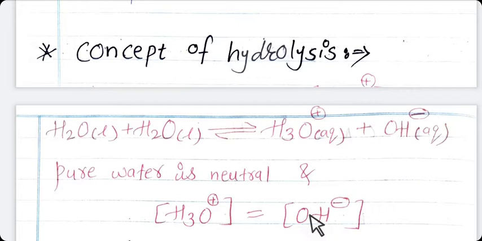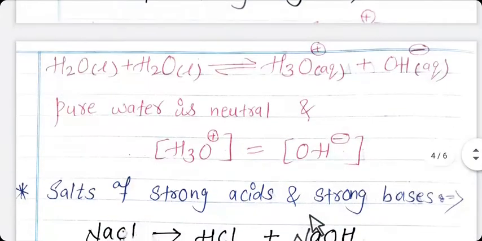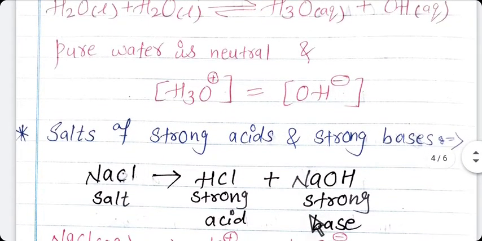Such a reaction between the ions of the salt and the ions of the water is called hydrolysis of salt. When an ion of the salt reacts with an ion of the water, it is called hydrolysis of salt. And always remember, when the ions of the salt and the ions of the water do not react, the solution will be neutral, like pure water. We are going to study different types of salt.